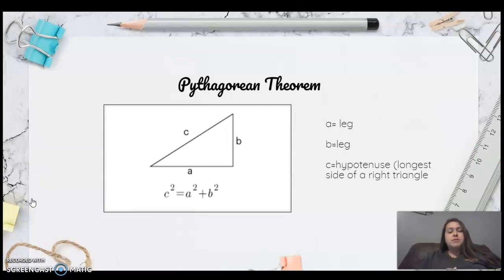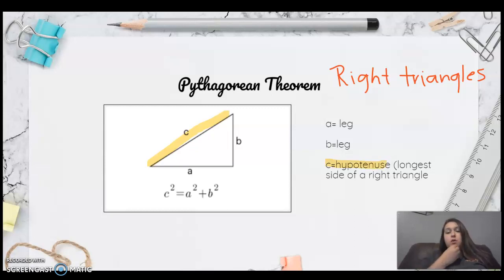Okay, so what is the Pythagorean theorem? This is just a little recall of what we've learned. So the Pythagorean theorem is used on right triangles. That is the first thing that you need to remember. Okay, it is always used on right triangles. Now once we find out that a triangle is a right triangle, there is one thing that we need to find, and that is your hypotenuse. Your hypotenuse is always the longest side of a right triangle.